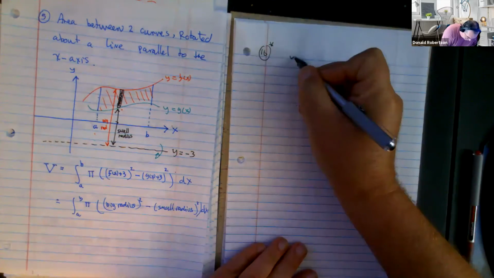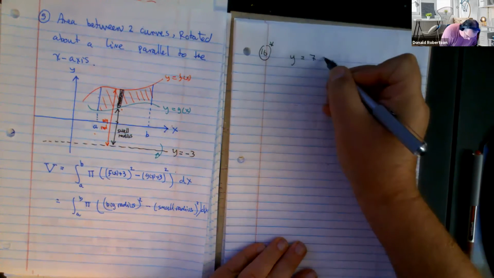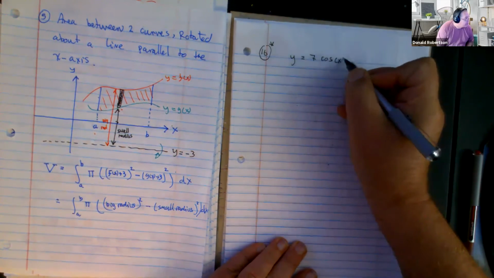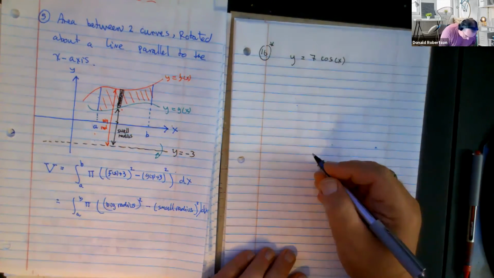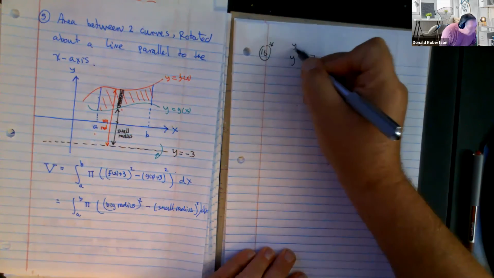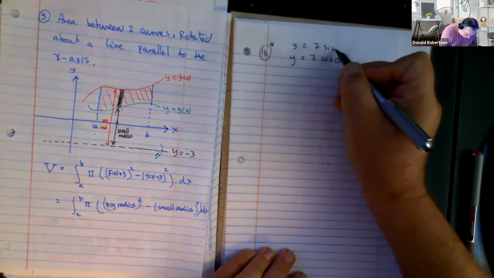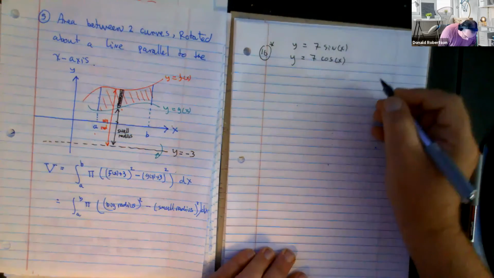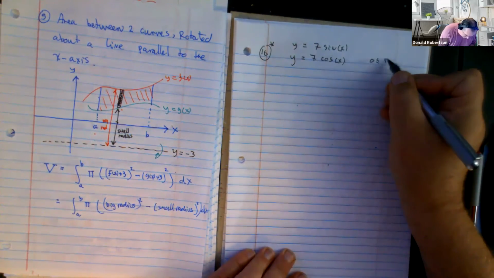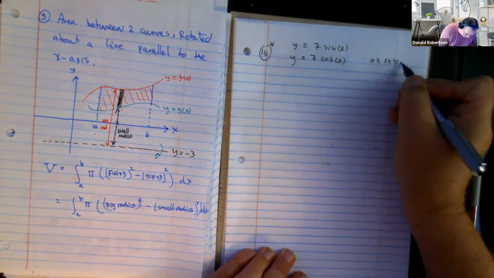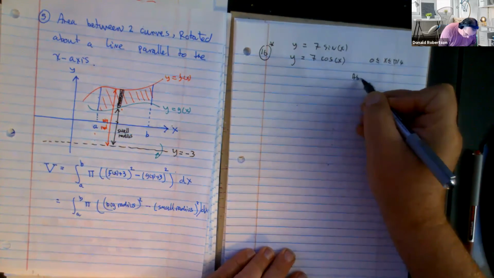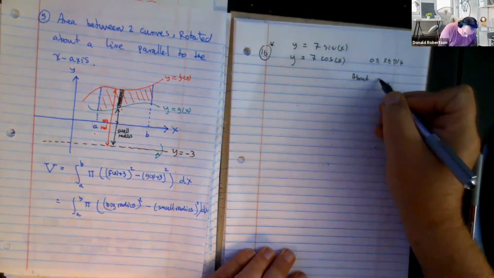And the function we have is 7 cosine x, 7 sine x. We're going to do it from 0 to pi upon 4, and it's going to be rotated about the line y equals -1.